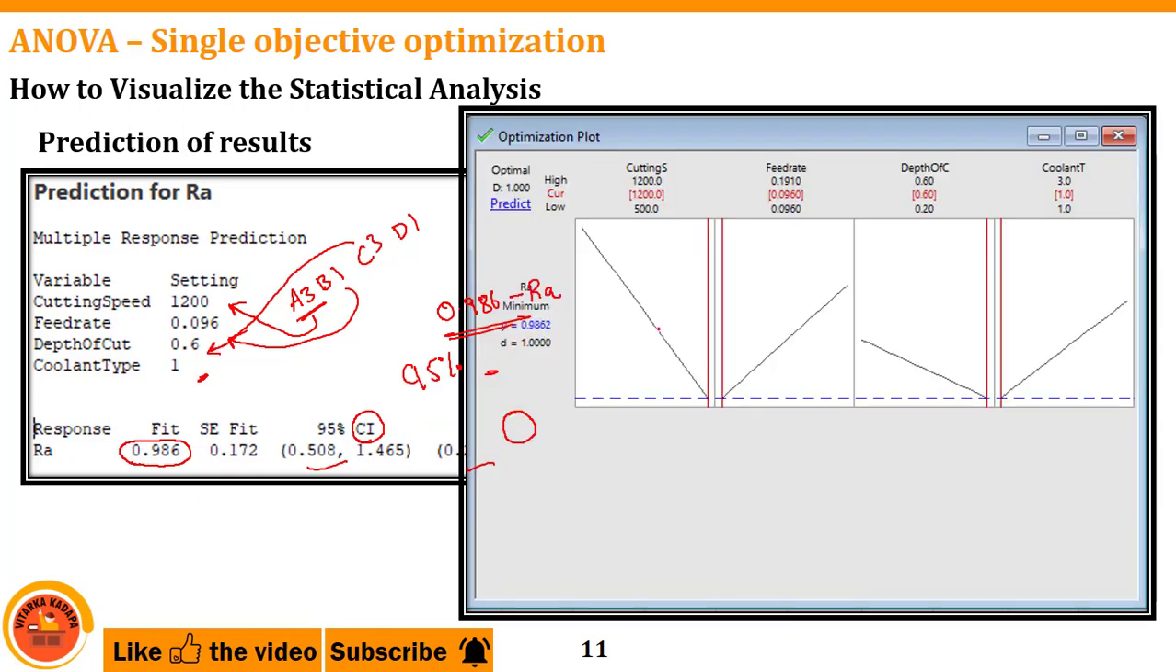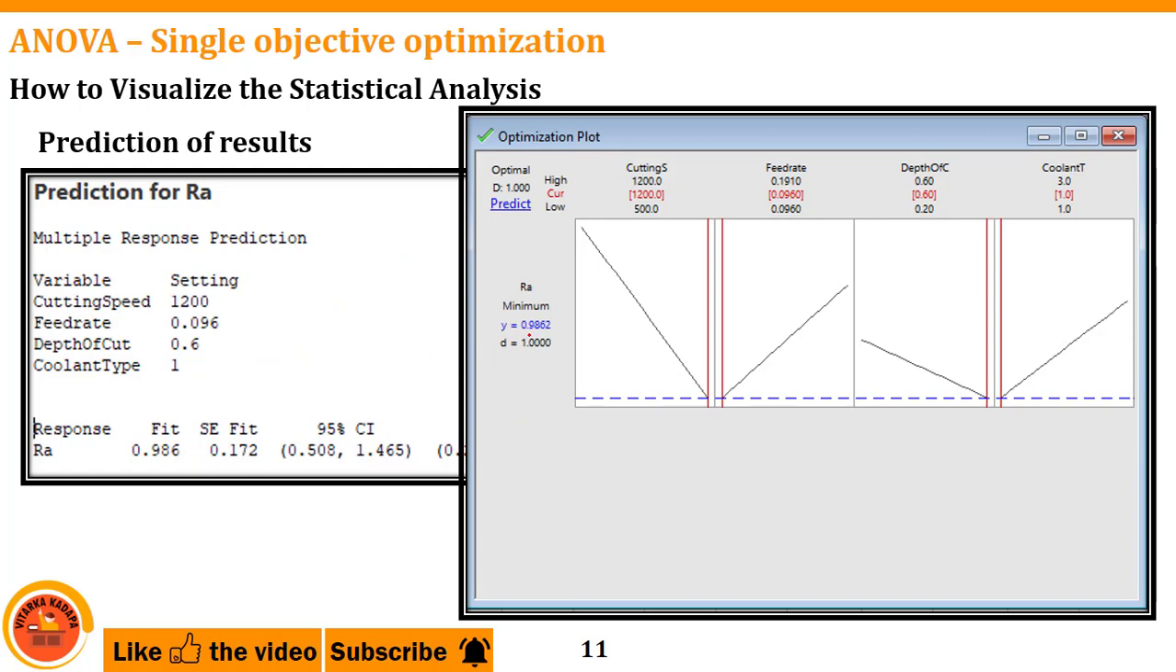And this is the graph which it is showing, and 1200 is the optimum level, 0.96 and 0.6, and coolant level at 3. If you take high, we will get this value, or we can go for minimum, meaning we will get 0.896 at this level. This is the minimum. So 1200, 0.96, 0.6. If you need high surface roughness, a very high value, go to this one. If you need low surface roughness, go to this value. So like that this table is going to predict the ranges.